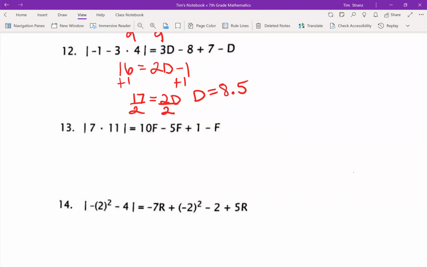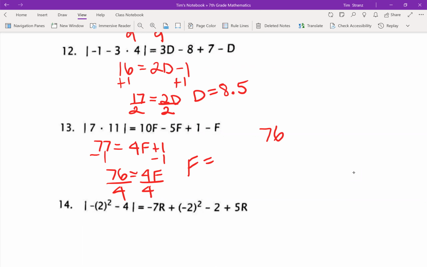All right, number 13. On the left side, we got 7 times 11, which is a positive 77. On the right side, 10F minus 5F is a positive 5F. I forgot 1F over there. So 5F minus 1F is actually going to turn this into 4F. And then plus 1. Okay, I'm going to subtract 1, subtract 1. 76 equals 4F, divided by 4, divided by 4. Okay, 76 divided by 4. Let's see, what is that? Divided by 4, that's going to be 19. F is 19.